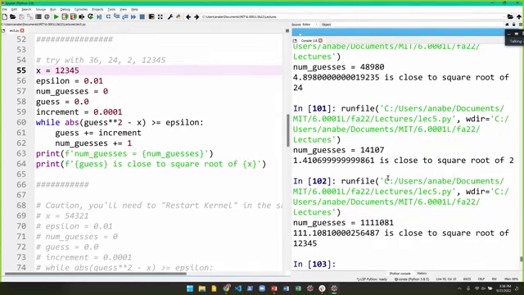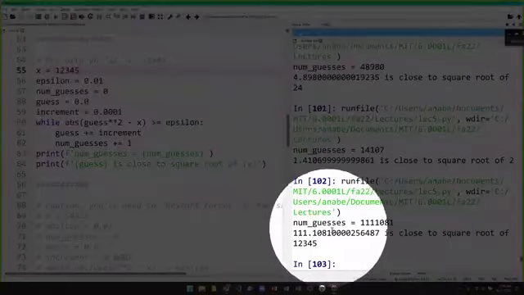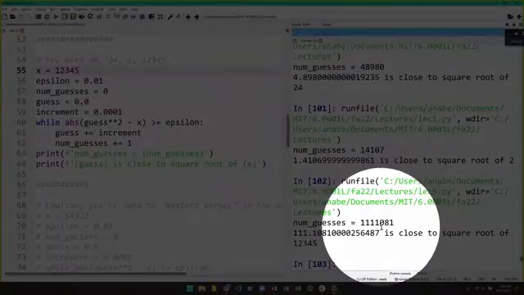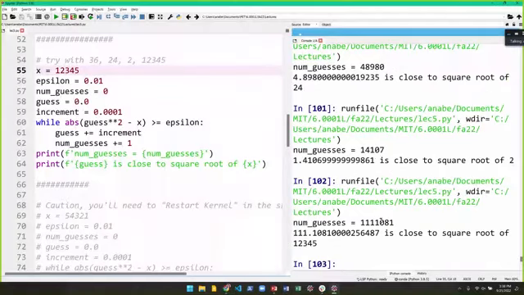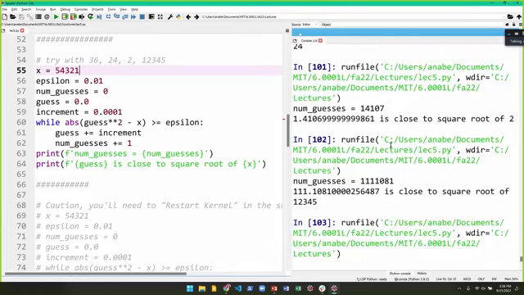It took a second, right? There was a little pause, and then it gave us the answer just because it has to loop through about, what is this, 1 million times, right? So it did that loop 1 million times to get us the answer. And then we can try one more, 5, 4, 3, 2, 1. This should take about 5 times as long, right? Because 12,345 took about 1 second. This one should take about 5 seconds. But it's not.